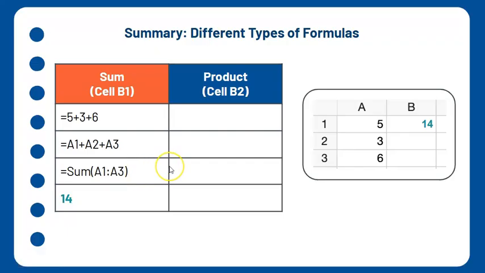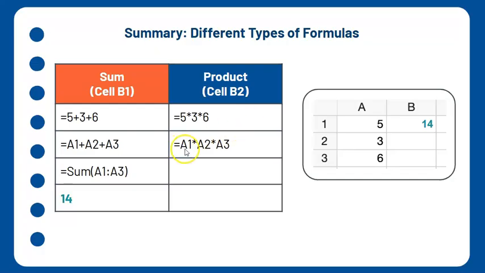Now let's look at how we might write a formula in cell B2 to represent the product of all numbers in column A. To find the product of all numbers in column A, we will calculate 5 times 3 times 6. So we could simply type in equals 5 times 3 times 6 into cell B2. But we know that it can be helpful to use formulas using the cell's column letter and row number so that we can change the values in column A and then cell B2 would automatically update.